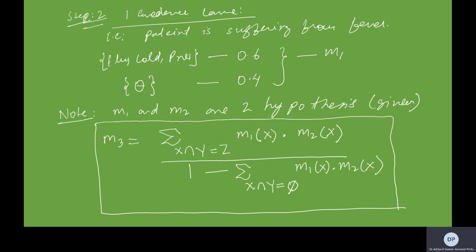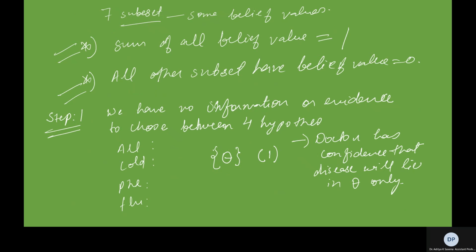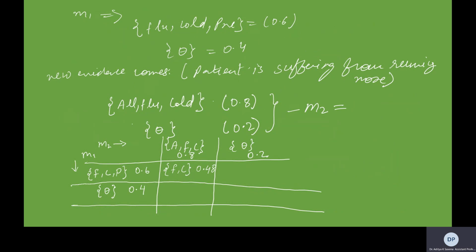Now the denominator term is only considered when you get any phi, that is, when the intersection of x and y gives a phi value. We will consider that later after completing the table. Now again theta and AFC. Theta contains all possible exclusive events, so it contains AFC also. So the common term here will be AFC only, and its new belief value will be 0.8 times 0.4, which is 0.32.